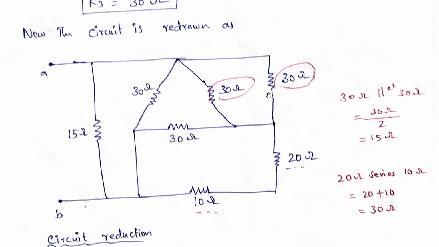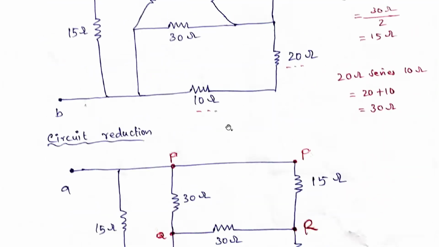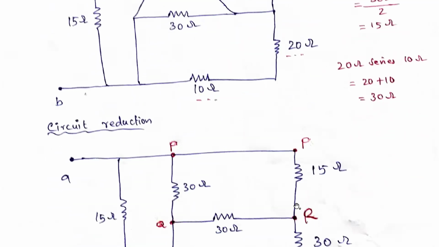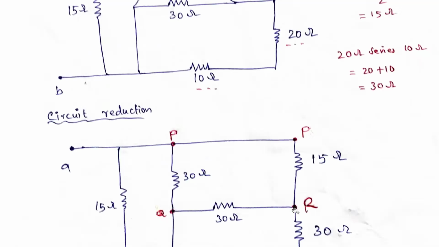Similarly, this 20 ohms and 10 ohms are in series, so this also we converted to 30 ohms. Now these two we converted into 15 ohms, so that we added here. Again 30 is there, that we added here. Here also these two we added here, 30 ohms is there.